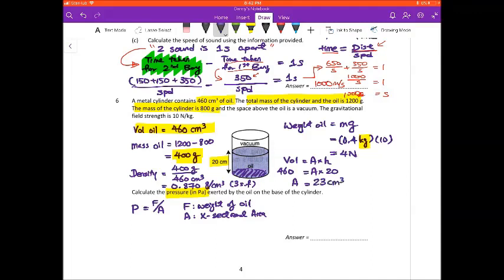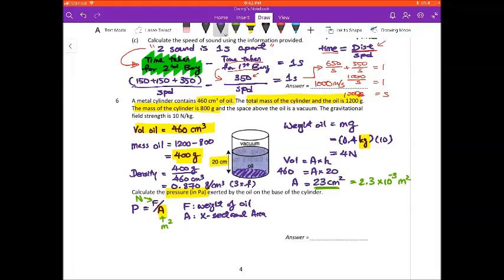Okay, if I want to sub into this formula, I must ensure that this is meter square, not meter cube. Sorry, this one also wrong. It has to be meter square, and this must be in Newton. So I need to do something with this. After I convert it, it will be 0.23 times 0.01. This comes to 2.3 times 10 to the power of minus 3 meter square.